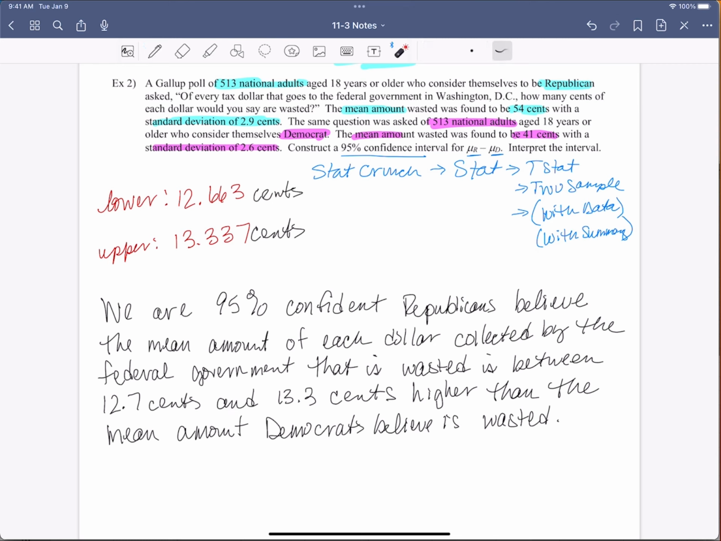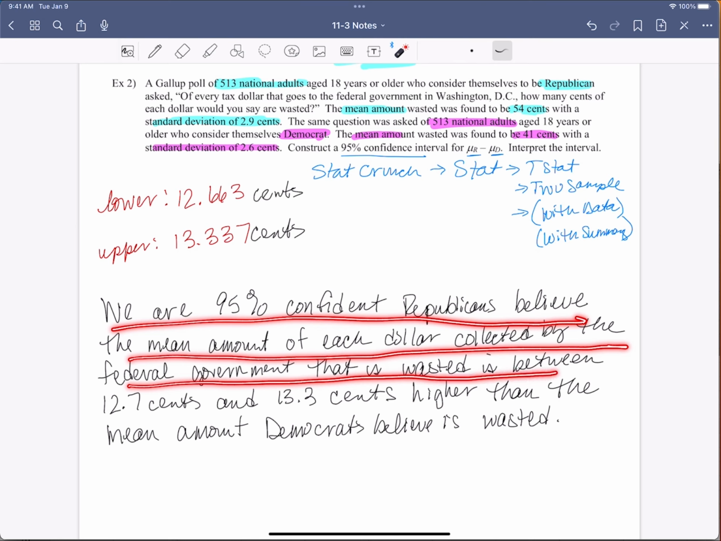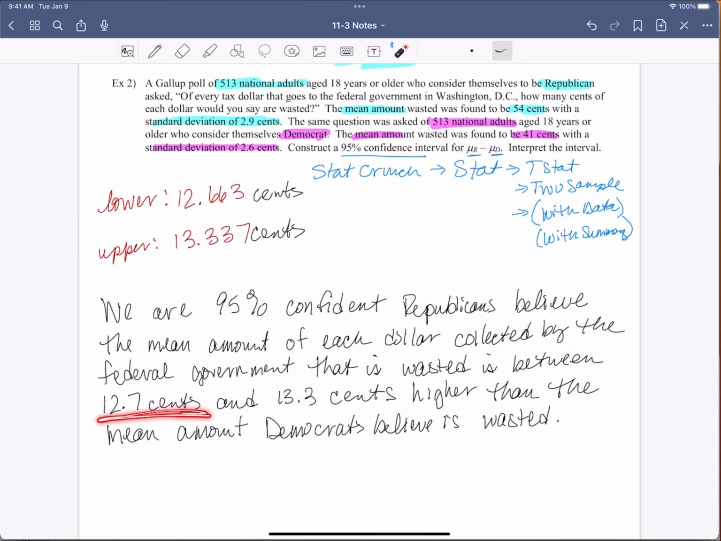Okay, so we are 95% confident that Republicans believe the mean amount of each dollar collected by the federal government that is wasted is between 12.7 and 13.3 cents higher. That doesn't mean that's just the Republicans. That's the difference. Do you see where this is going? And because these are positive, this is a bigger number, and that's why the word higher is used than what the Democrats believe in this Gallup poll. All right? That's what we want to know.